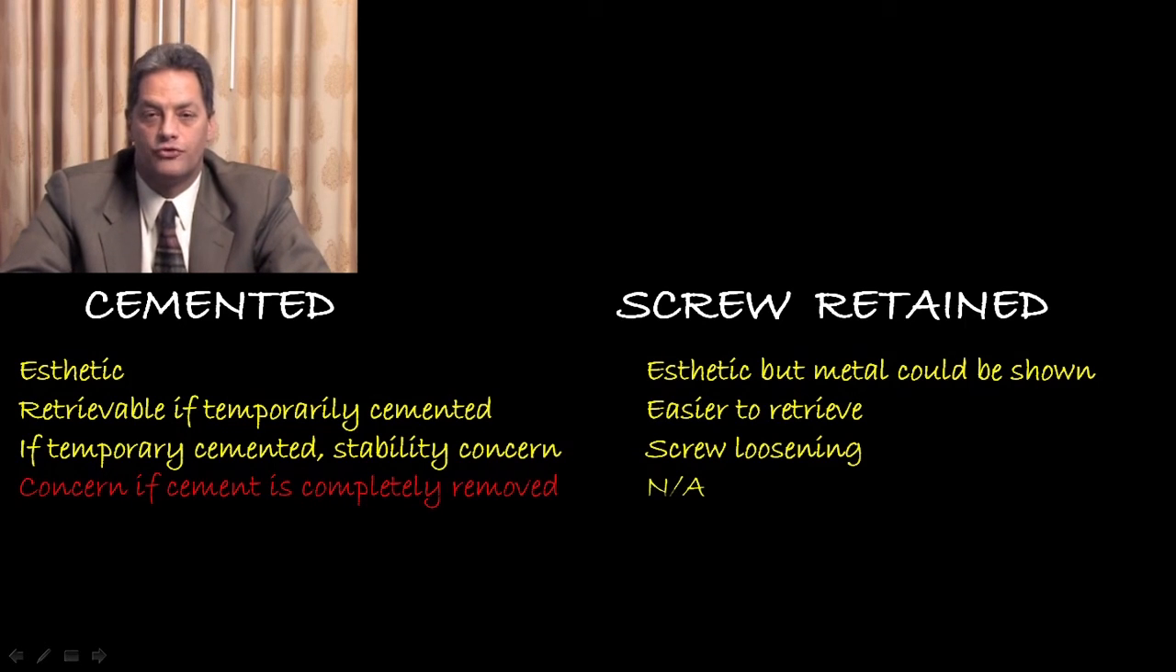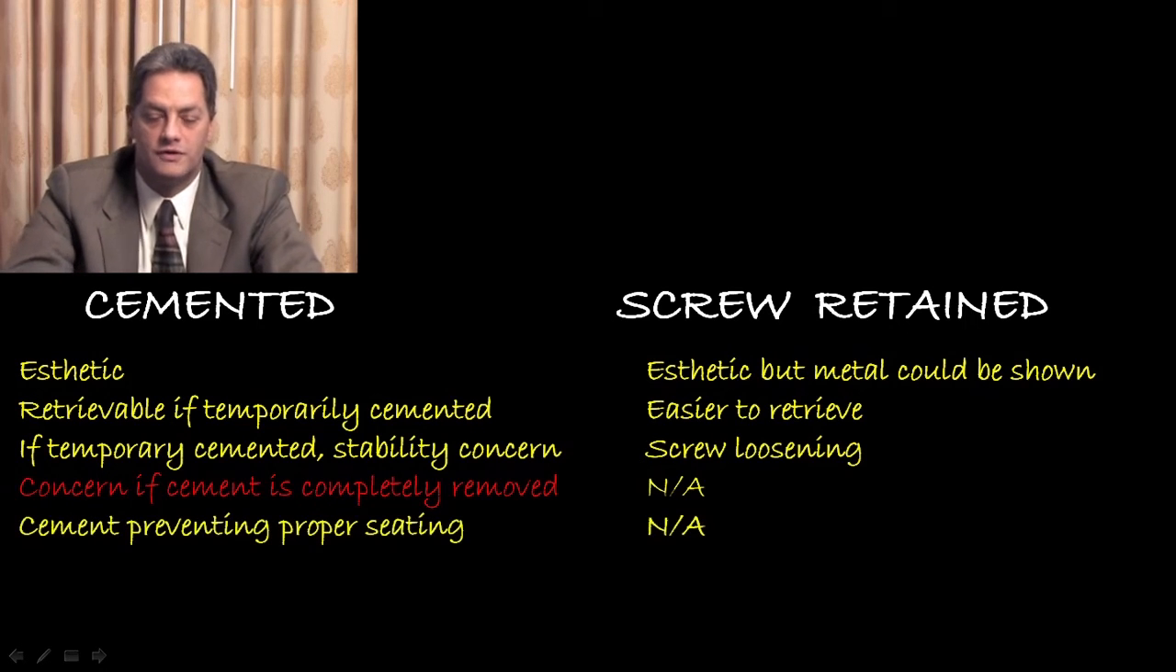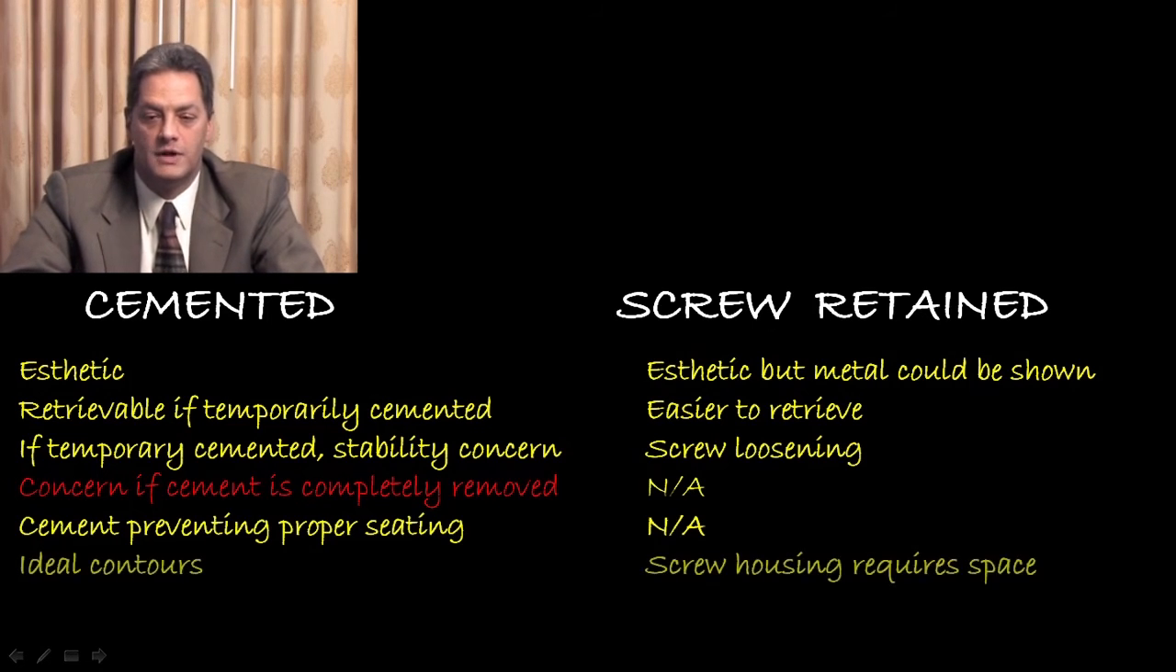This does not apply to screw retained restorations. This is a concern for the restorative dentist as well as to the hygienist or periodontist. The cement is preventing proper seating. In some instances, the cement can set before the actual restoration is fully delivered, and this should not apply to screw retained restorations. Ideal contour can be more easily achieved when the restoration is going to be cemented versus requiring a screw housing for the screw retained restoration.